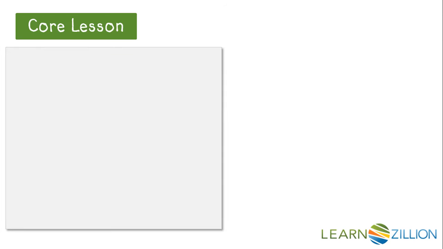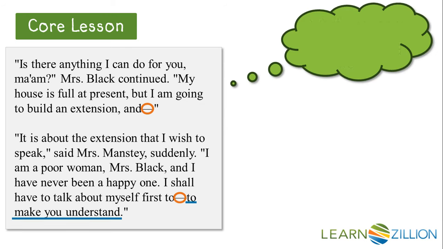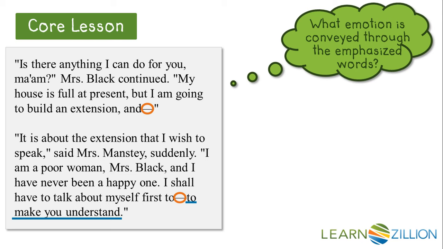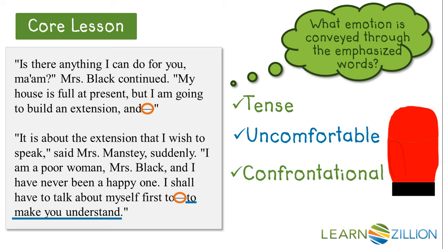So now that we have identified the purpose of the dash, we can move on to step 3 and ask ourselves what emotion is conveyed through the emphasized words. We know that there is a shift in tone. It goes from polite and cordial to tense, uncomfortable, and confrontational. I envision a boxing match getting ready to begin with Mrs. Manstey on the offense and Mrs. Black being blindsided by the ensuing battle. Identifying the tone early is really important. Recognizing it at this stage will help us prepare for even more difficult analysis such as theme and structure.